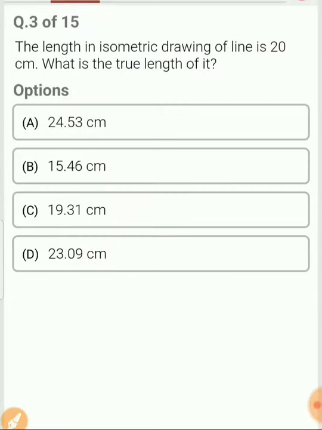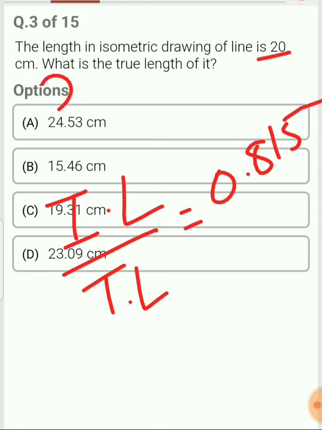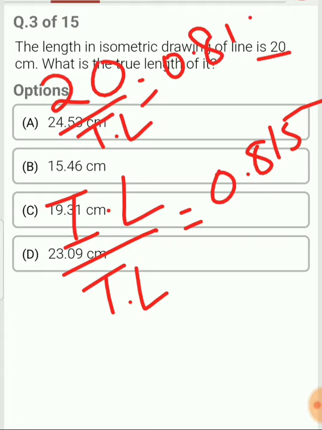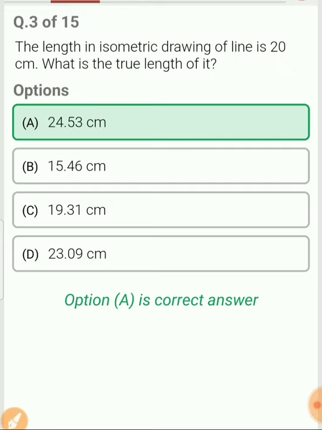Next question. The length of isometric drawing of a line is 20 centimeter. Then what is the true length? We have the ratio of isometric length upon true length equal to 0.815. In this case, the isometric length is given as 20. So we have 20 upon true length equal to 0.815. We can solve this equation to find out the true length, and the value of true length will be equal to 20 divided by 0.815, and that is equal to 24.53 centimeter.